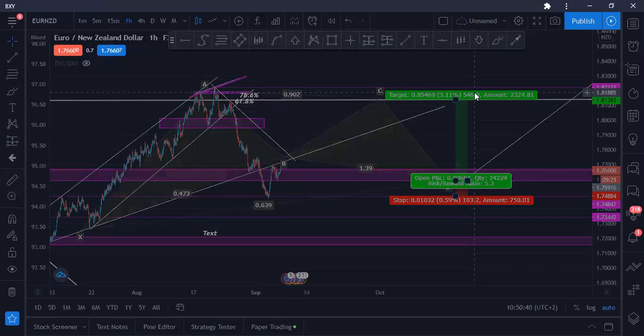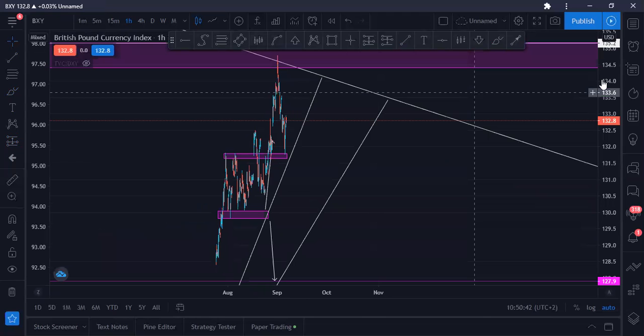Guys, remember, I'm not a financial advisor. I'm just a trader looking to make money as well in the markets, and I'm just sharing my trading ideas with you guys. So let's look at the British pound.